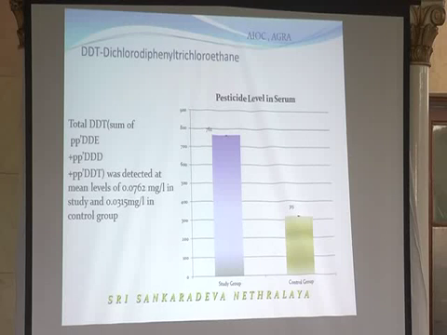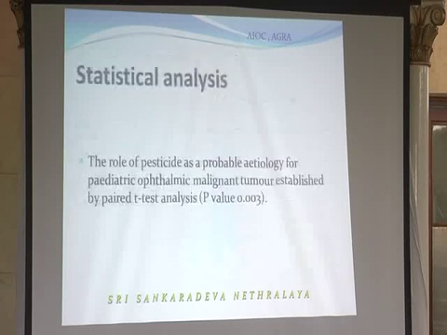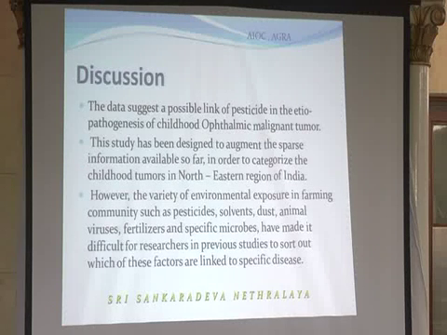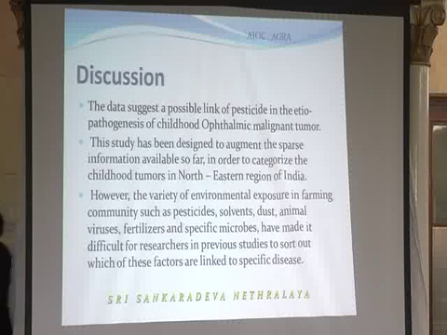Controls are disease free and come from the same locality, attending for refractive or some other reasons. Statistically, it was evaluated by paired t-test, and the p-value was found to be less than 0.003, which is significant at the 1% level of significance. Our data suggests a possible link of pesticides in the etiopathogenesis of childhood tumor.